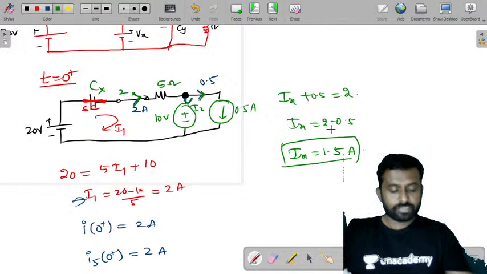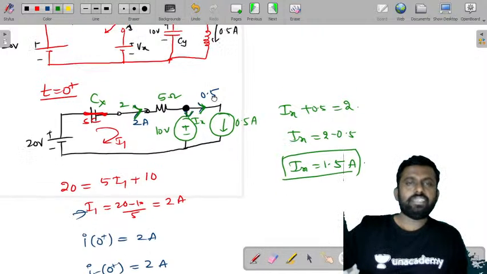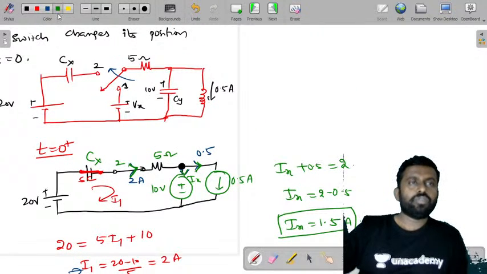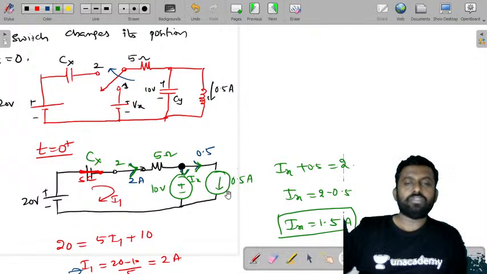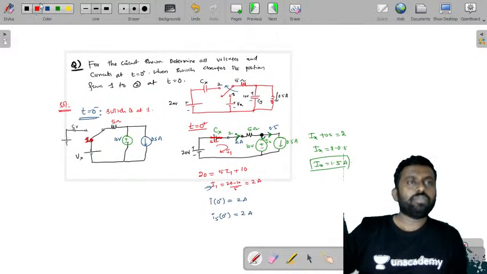What is the value of Ix? 1.5 amperes. So voltage across the inductor, sorry, this current here is 0.5. So here you got the total values like this. Just look at this, everything. What have I done?